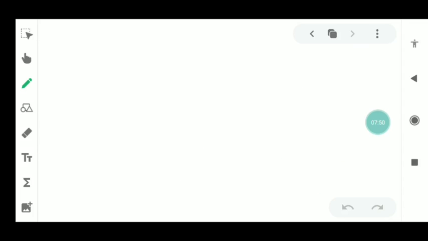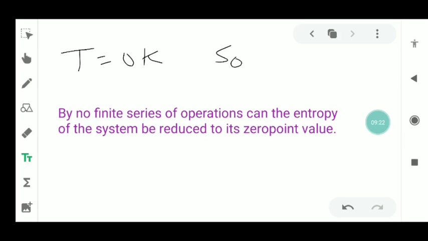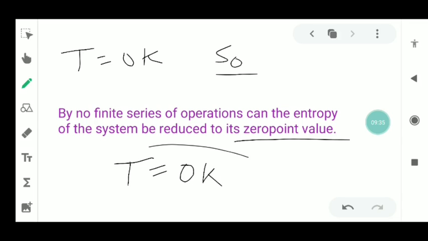If we call the entropy at T equal to 0 as S naught, a zero point entropy, then alternatively we can also write: by no finite series of operations can the entropy of the system be reduced to its zero point value, that is S naught. So we cannot reach T equal to 0 Kelvin. So this is the statement for the third law of thermodynamics.